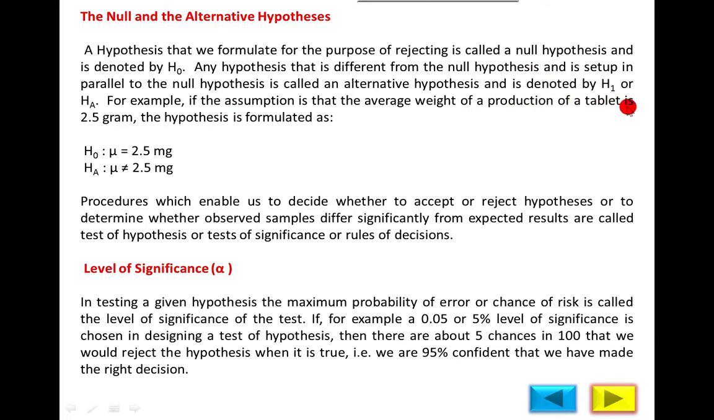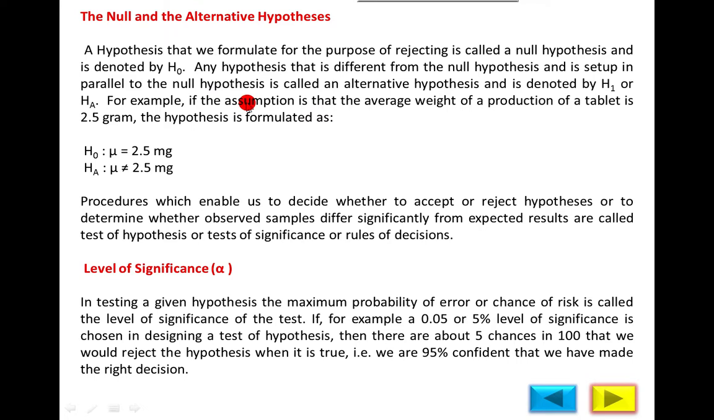The weight of production of a tablet is 2.5 milligram. Production means population, so the hypothesis is formulated as follows. This is the population, and population is represented by mu. H naught colon. This is the syntax of the null hypothesis. First we write H naught, then colon. Don't write an equal sign here. Mu is for mean, average.